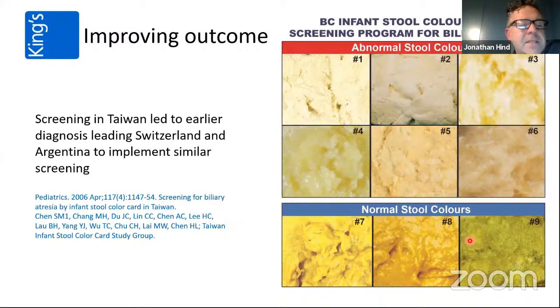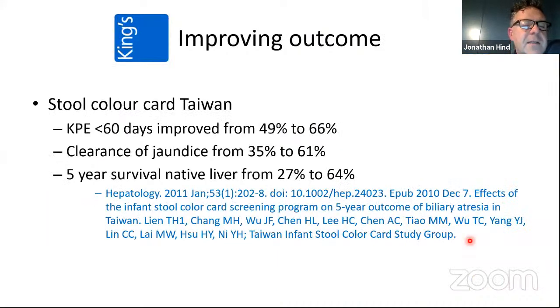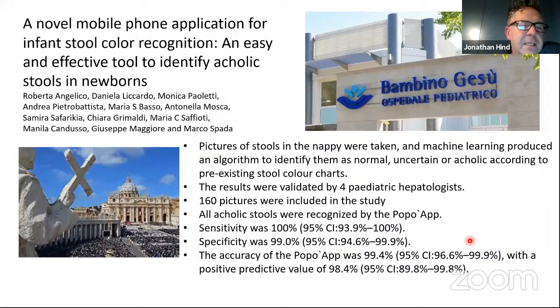Other ways to improve outcome: screening. Taiwan screened with stool color charts, and that led to earlier diagnosis. You can see that Kasai done at less than 60 days of age improved from 50% to 66%. With that, the jaundice clearance improved from 35 to 61%, and the 5-year native liver survival from 27 to 64%. So having a stool color chart should improve your early Kasai, and doing your Kasai early improves outcomes.